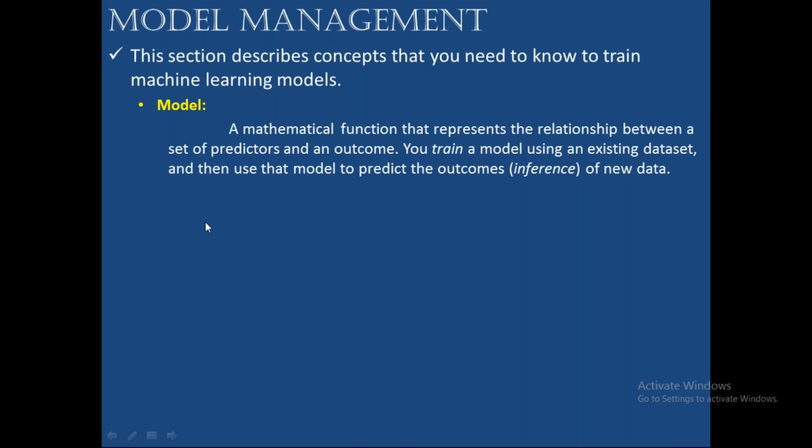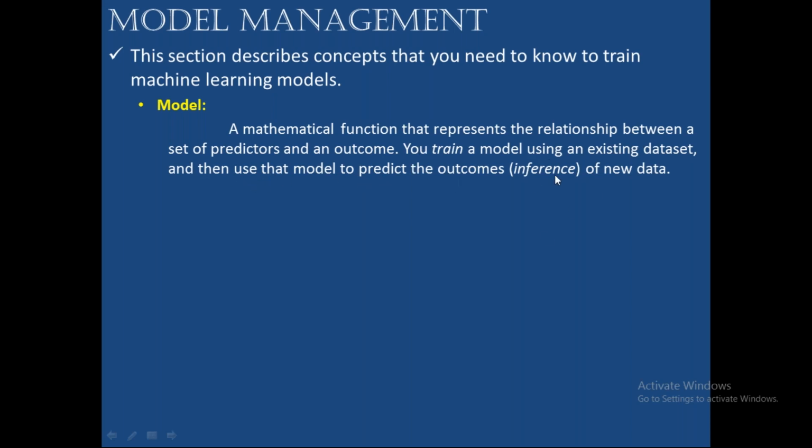You need to design your machine learning model. A model is a mathematical function that represents the relation between a set of predictors and an outcome. You train a model using an existing data set. Existing data set means our historical data. We take that data and train whatever model you developed.